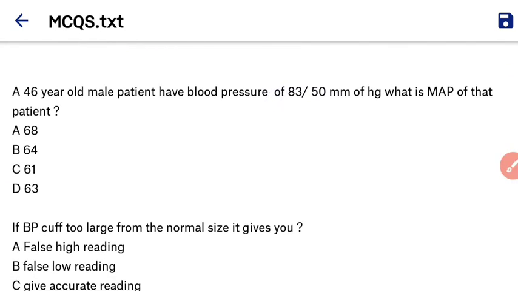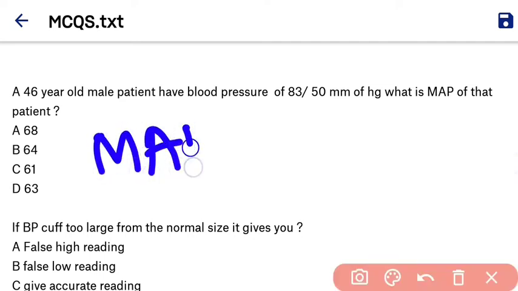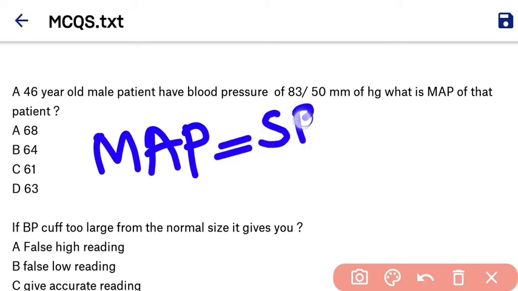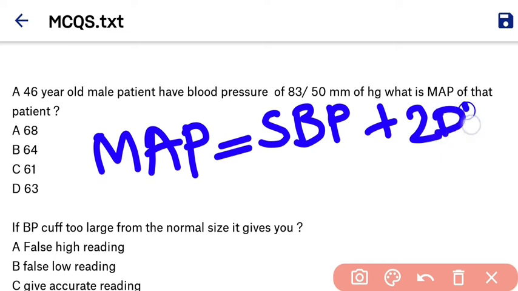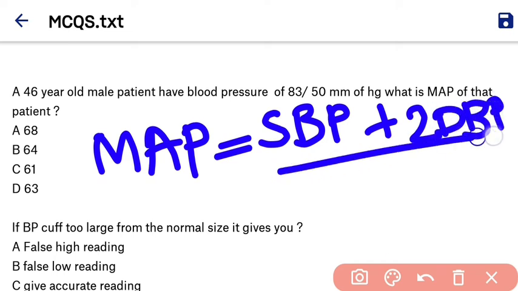Next, a 46-year-old male patient has a blood pressure of 83 by 50 mmHg. What is the MAP, the mean arterial pressure, of that patient? Okay, so we learned the formula of MAP. MAP, mean arterial pressure, is equal to systolic blood pressure plus 2 times diastolic blood pressure, divided by 3.